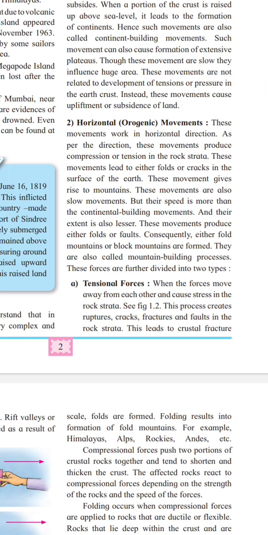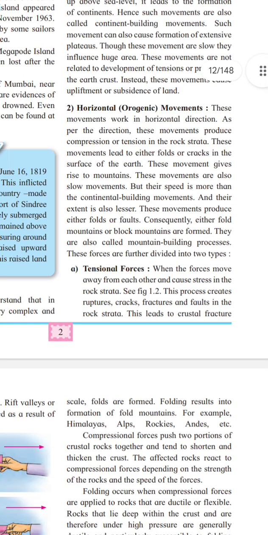Our next one is horizontal orogenic movements. So now let's understand the second type of slow movements, which is horizontal or orogenic movement. The word orogenic means mountain building. Unlike vertical movements, these movements act sideways, or horizontally. As a result, pressure or tension develops in the rock layers. Because of this, the earth's crust bends or breaks.